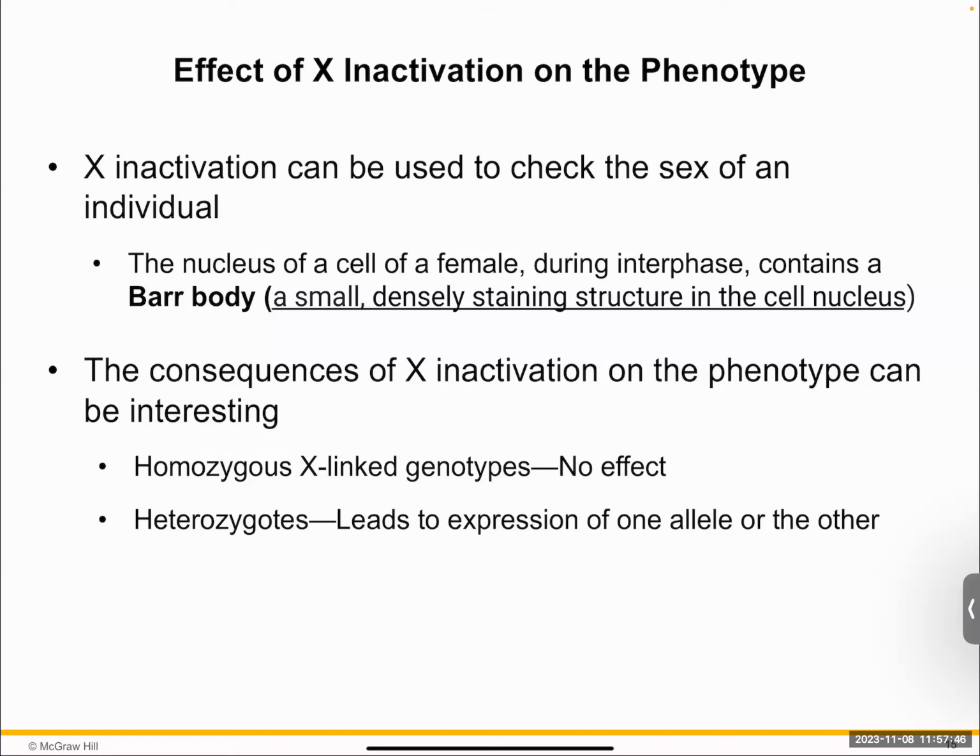Now, the consequence of you inactivating the X chromosome has an effect on the phenotype, which can be very interesting. If you have a homozygous X-linked genotype, you will not see any effect because, again, you have the same identical gene. So by taking one out, nothing's going to happen, right? You still have the other copy that's going to do the exact same job. However, if you have a heterozygous, it creates an additional pattern or characteristics or phenotype. And I'll expand on that in just a second.